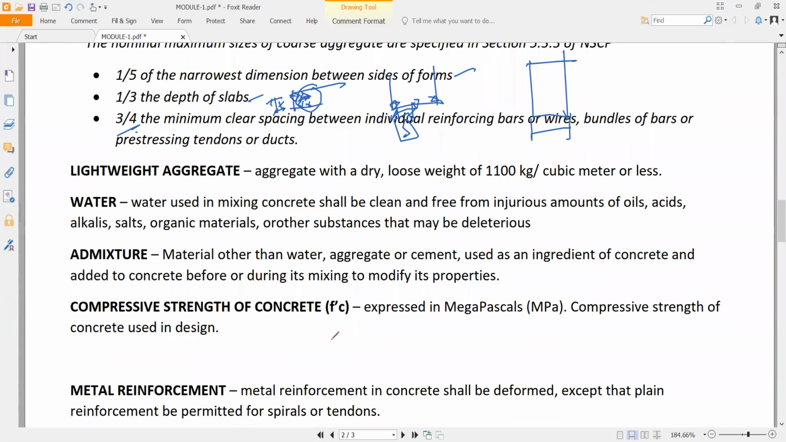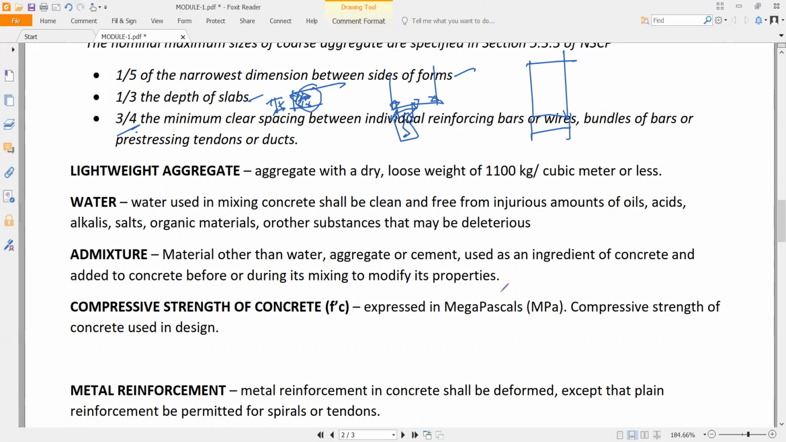Okay? Next is what is admixture. Admixture are the materials other than water, aggregate, or cement, which are the main components of our concrete. Other than that, that is already admixture. Okay? We use admixture as an additional ingredient so that ma-modify natin yung properties ng concrete. Of course, on a better purpose, pwedeng paabilisin ng curing, sabi ko kanina, pataasin pa yung strength.